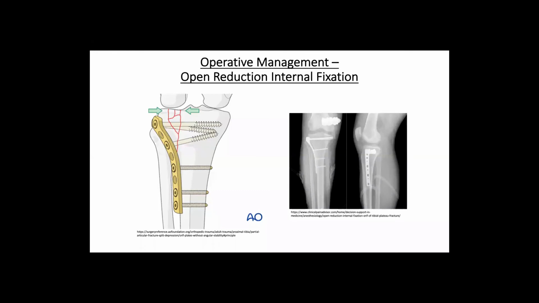I've shown you a picture from the AO website which demonstrates how we would do that, and then you can see it in practice in the x-rays on the right hand side. So this patient, I'll just point out there's fractures along here. Okay, and they've put long screws across the tibial plateau to hold it in place and buttress it all from the lateral side. Okay, and this is a common fixation technique that we use for these patients.